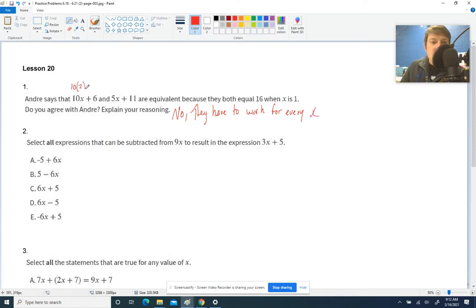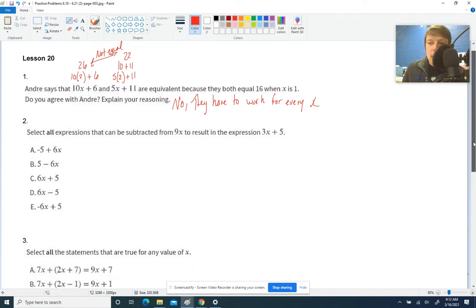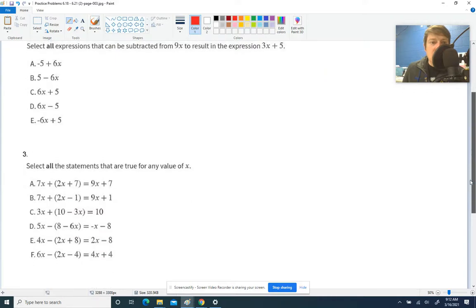10 times 2 plus 6 is 26, right? 20 plus 6, 26. If we put 2 in the place of x here in his other equation, that would be 10 plus 11, which is 21, not equal. So that's one way we could show that it's not the same. We can't combine those two because x's and numbers without x's are not like. We can't combine them. That's what we've been talking about on Wednesday and Thursday of this week, combining like terms.